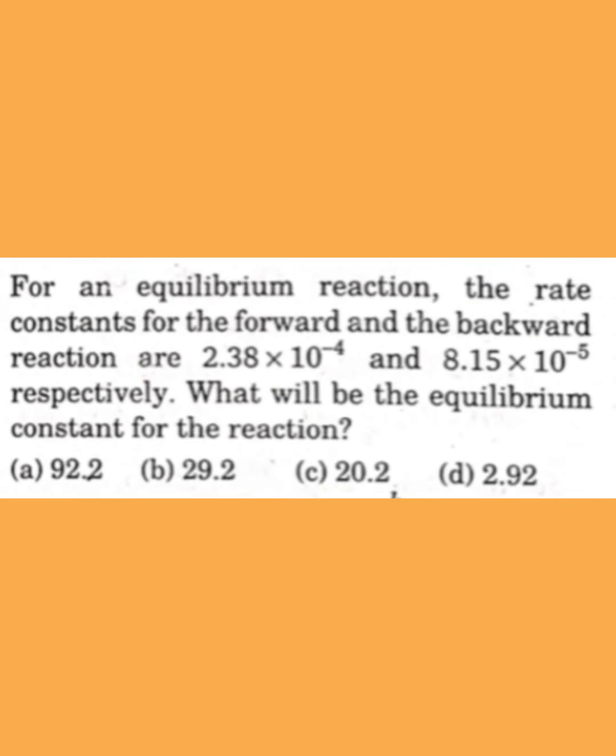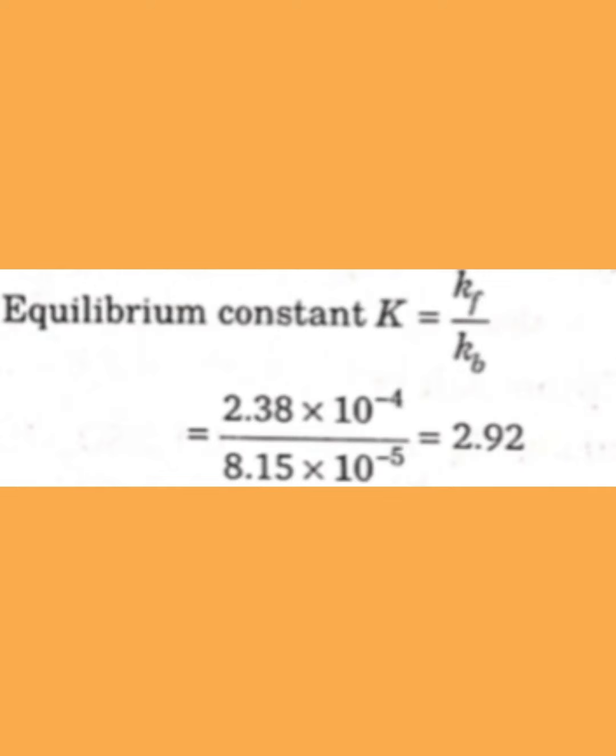Next question. For an equilibrium reaction, the rate constants for the forward and backward reaction are 2.38 into 10 raised to minus 4 and 8.15 into 10 raised to minus 5 respectively. What will be the equilibrium constant for the reaction? Options are 92.2, 29.2, 20.2, 2.92. The correct answer is option D, 2.92.